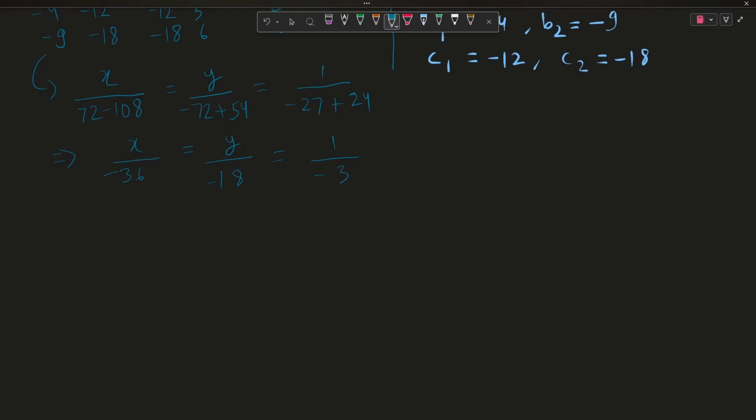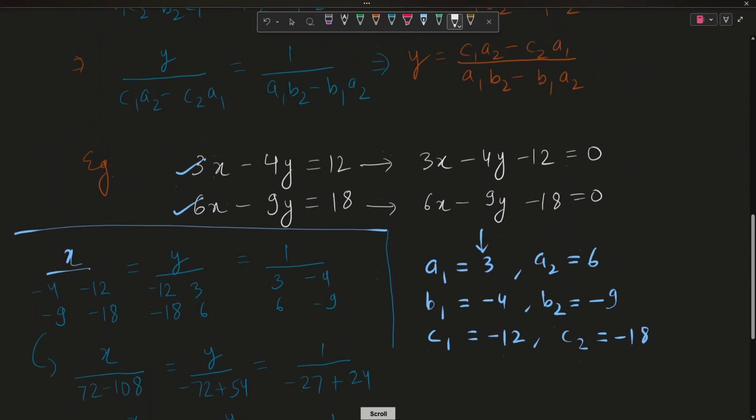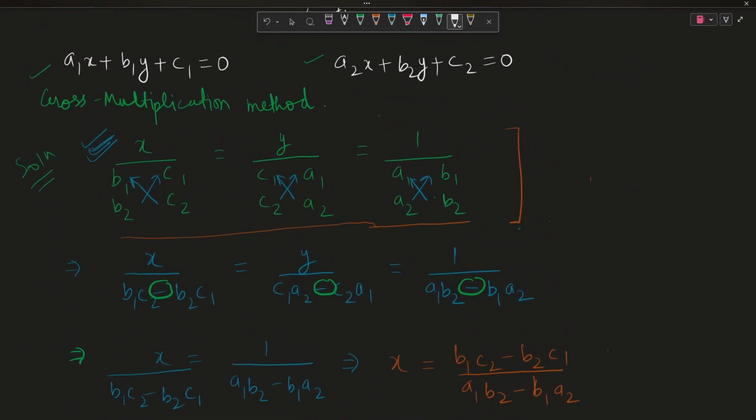As we can see, minus 3 is common in all the three ratios, so we can cancel it out. We get x upon 12, y upon 6, and 1 upon 1. So x will be 12, y will be 6, and hence we have solved the equation with the help of the cross multiplication method. Now, after solving this, this is something of most importance. The example was just a simple reference.